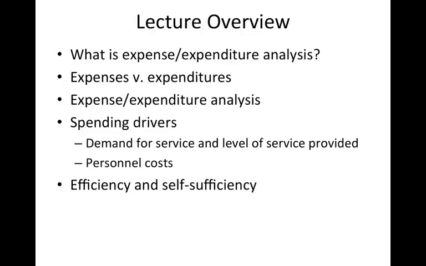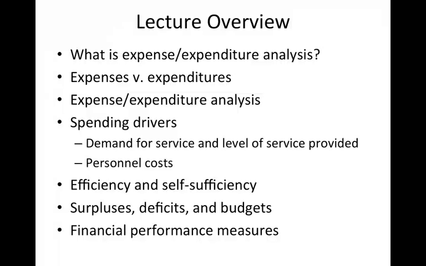We'll look at a couple of concepts related to spending and cost, including efficiency and self-sufficiency. Spend a little time talking about surpluses and deficits, as well as the value of budgetary information. We'll examine some financial performance measures, ratios that can be used to give you an overall sense of how a government performed financially in a given period. And then we'll wrap up by shifting from operating spending to capital spending and thinking a little bit about the implications of capital spending in and of itself and as it impacts operating spending.